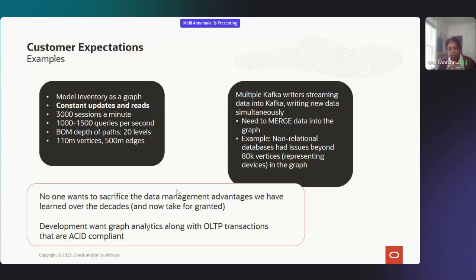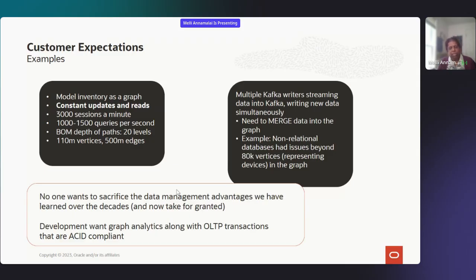But I still also want to do graph analytics. I want to do graph analytics along with my OLTP applications. And I want all of these OLTP transactions to be ACID compliant. Like, I want consistency, I want atomicity. I need to be able to say that my data is always valid when working with it as a graph.